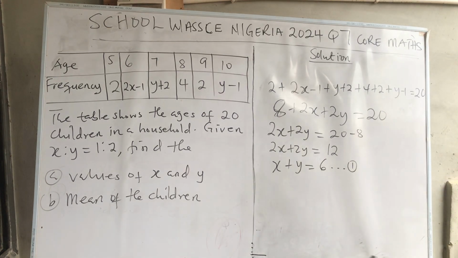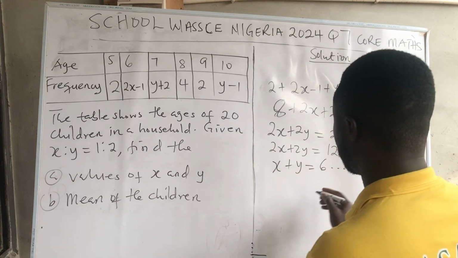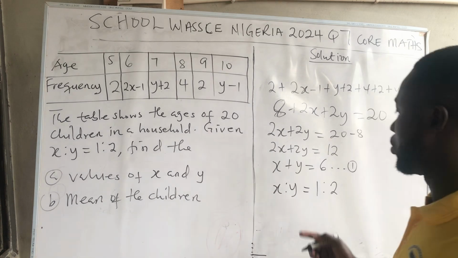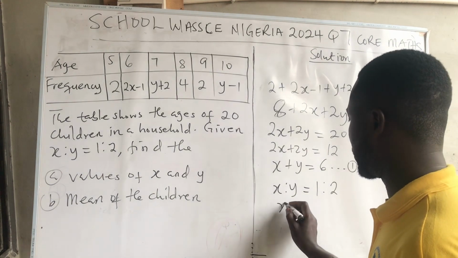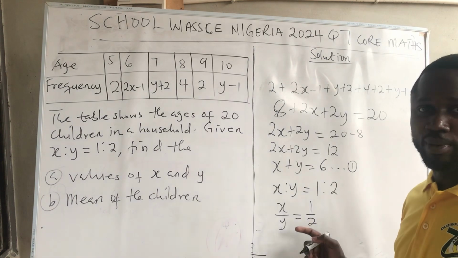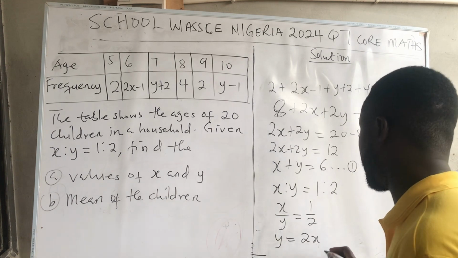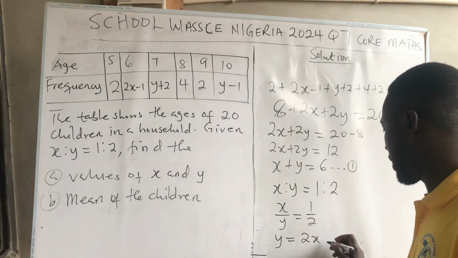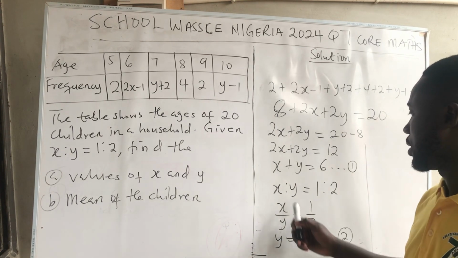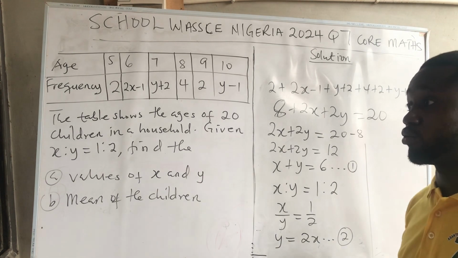Then, let's come to the given ratio. We're given that x to y is 1 to 2. So we can write the ratio as x over y equal to 1 over 2. Then let's cross multiply, so that y times 1 gives us y, and 2 times x gives us 2x. So we have y equal to 2x as our second equation. So we have two equations: x plus y equal to 6, and y equal to 2x. What we can do is substitution.